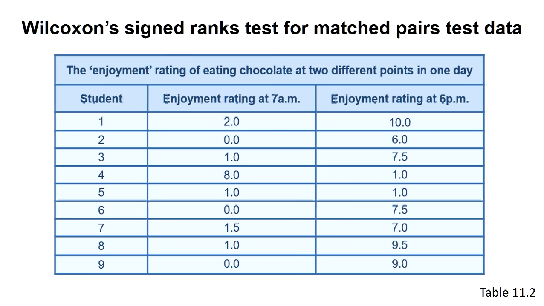The Wilcoxon signed ranks test for matched pairs is performed on two samples where the same individual is measured twice under different conditions. In this case, our data concerns self-assessed enjoyment of chocolate at two times of the day. Each individual is measured twice, with their self-assessed enjoyment rating of chocolate at 7 a.m. included in the data for the first sample, and their rating from 6 p.m. included in the data for the second sample. This type of data is said to be matched or paired. This data can be found in Table 11.2.